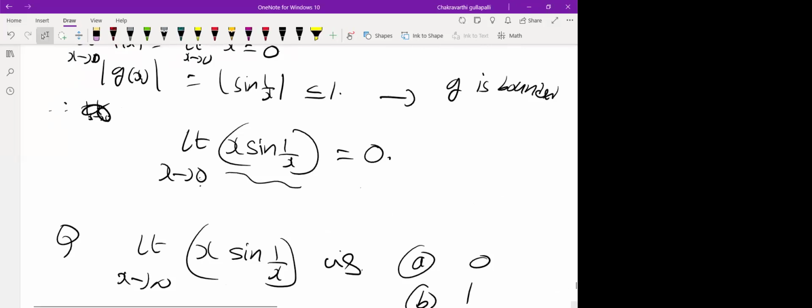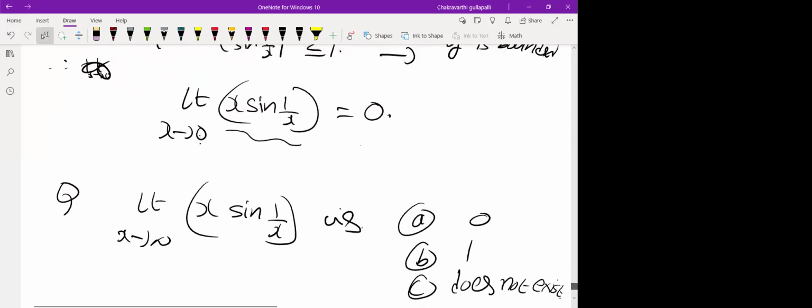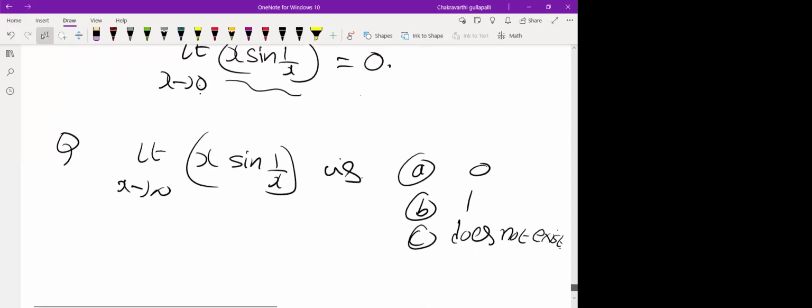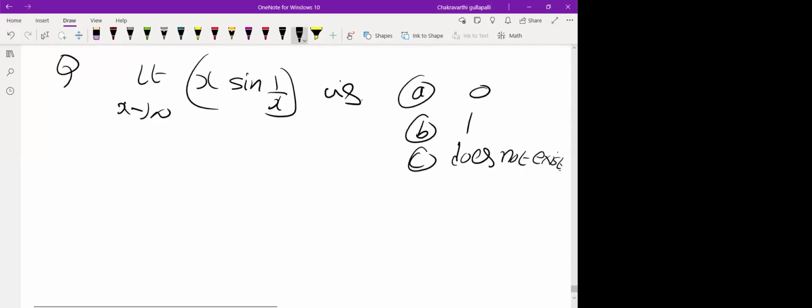Tell me what is the answer for this? It is sin theta by theta, 1 by x tends to 0. Correct, good, excellent. So how to do it? Limit x approaching infinity. If you apply infinity, this is not becoming 0, so we cannot apply the previous formula. So x approaching infinity means 1 by x approaching 0.